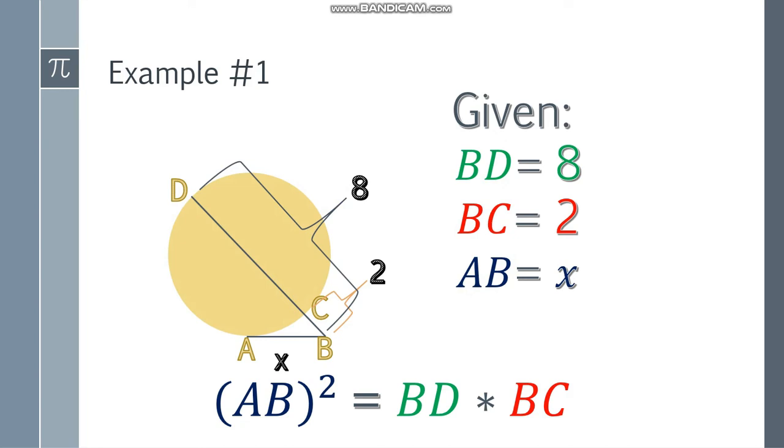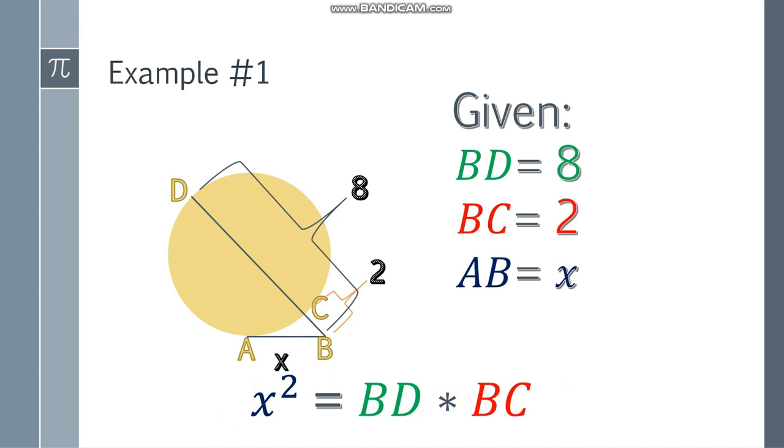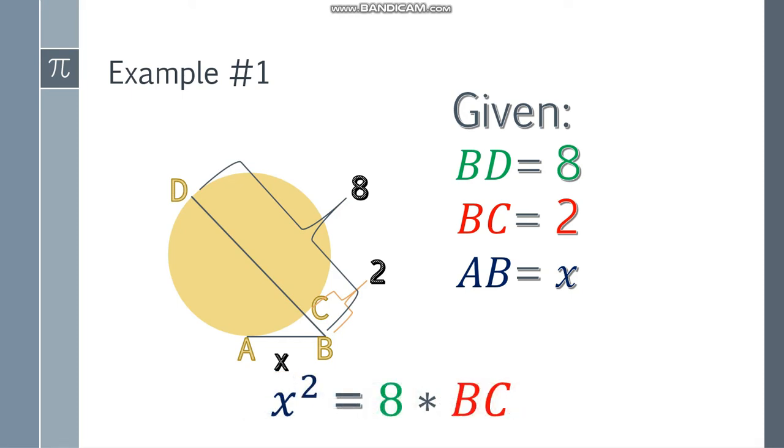First thing you will do is place the formula. So that will be the quantity AB squared, equal to BD, or the whole secant, multiplied by the smaller one, or the external segment of the secant, which is BC. Substitute the values. So AB will be X squared, BD will be 8, multiplied by BC, which is 2.